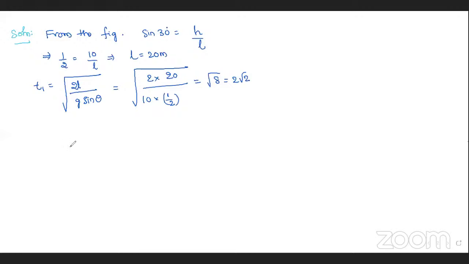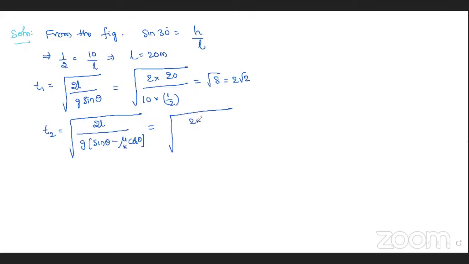Then for T2, I am going to calculate again using my shortcut: 2L by, according to my formula, G into sine theta minus mu k cos theta. This is again root of 2 into L. L is how much? 20. 2L by G, where G is 10. Sine theta, sine 30 is half. How much is the mu k value? 1 by 2 root 3, into cos 30. Cos 30 is root 3 by 2. So root 3 cancels.